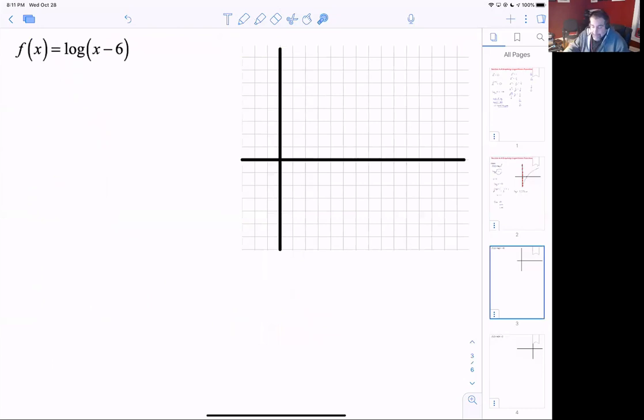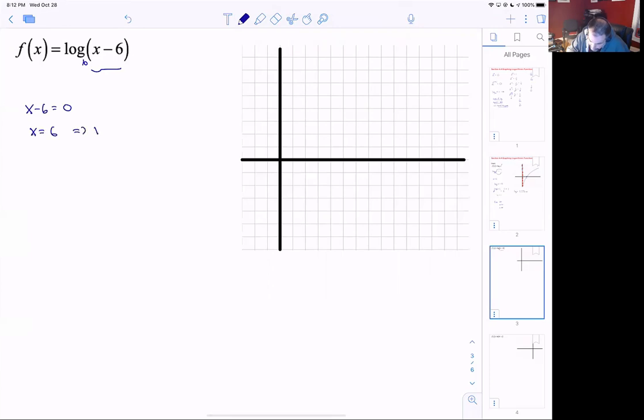So in the next one, we've got the log of x minus 6. Remember, there's no base written here. If there's no base written there, it's assumed to be base 10. We don't have to write it when it's base 10. That's the common logarithm. So first step, find out where the vertical asymptote is. That vertical asymptote will be when the inside of the logarithm is equal to 0. So that's going to get us x equals 6.